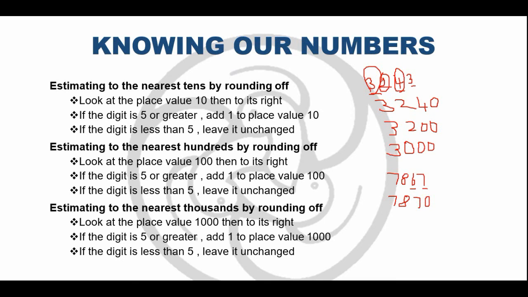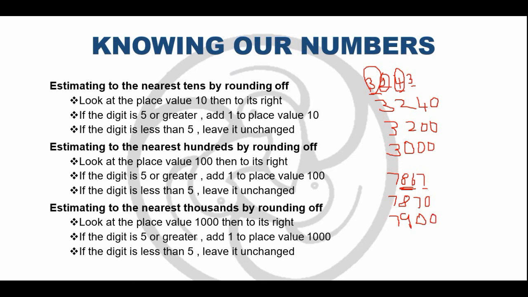If I am rounding to the nearest 100, what is in the 100 position? The 100 position is 8. Look at the right side number. The right side number is greater than 5. That means you have to add 1 to the 100 place value, so you will get 7,900. That means the nearest 100 value to the number 7,867 is 7,900.